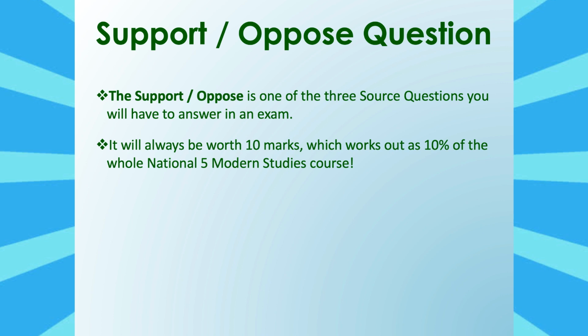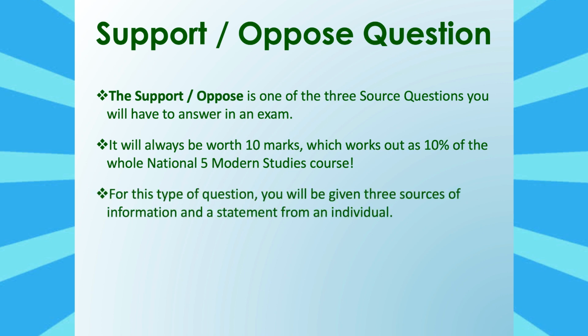So it works out as 10% of your whole National 5 Modern Studies course comes down just to the support oppose question. So that's why you want to do really well in it. It's a similar situation for the other 2 source questions. They are both worth 10 marks. They are both worth 10% of your whole course. So the skills questions or source questions together, that's 30% of your mark just on them. So that's why we want to do really well on them.